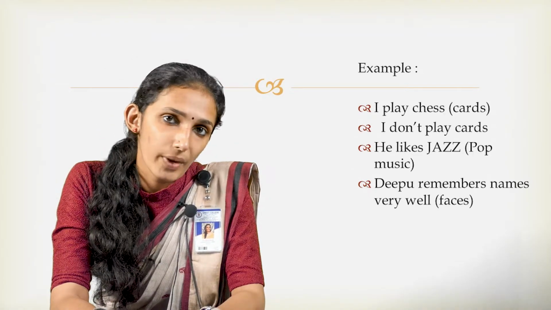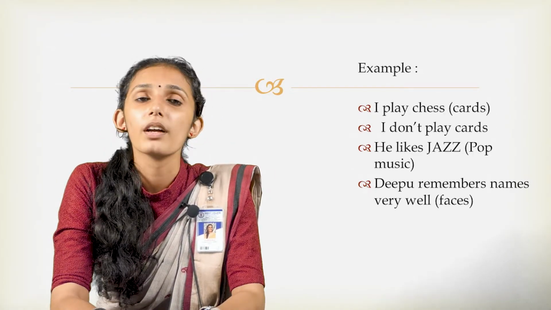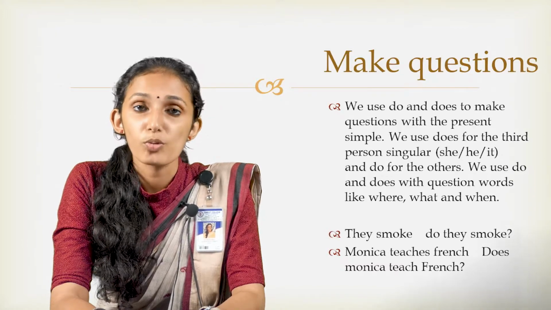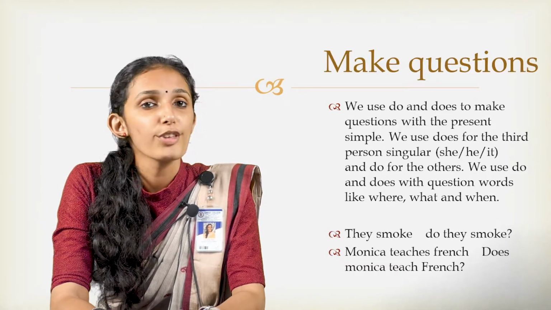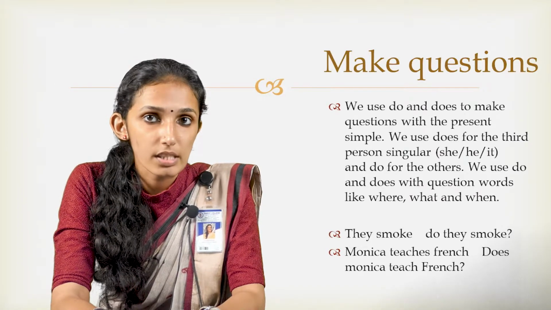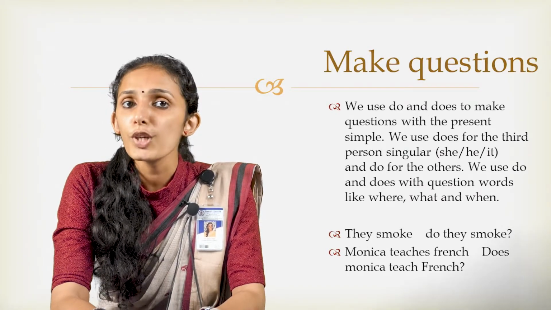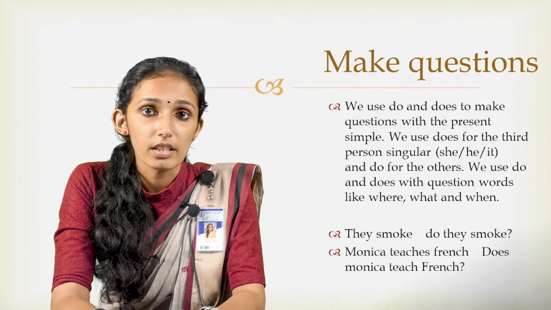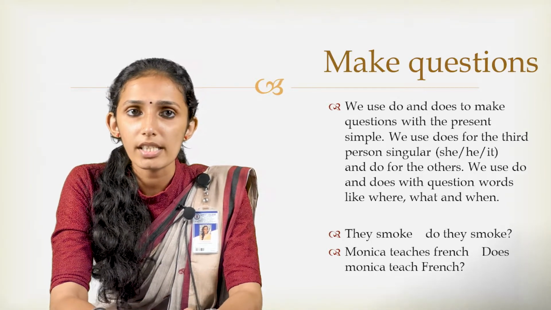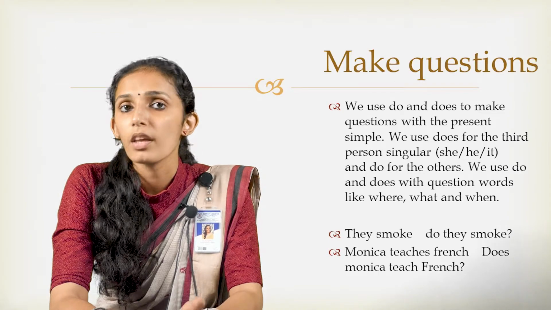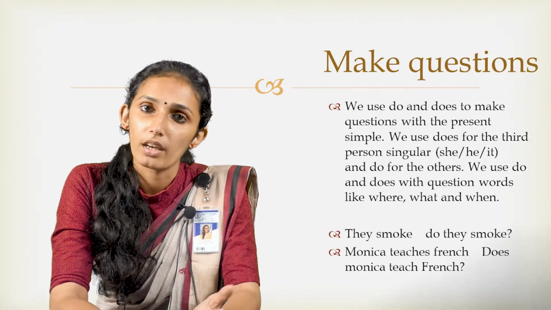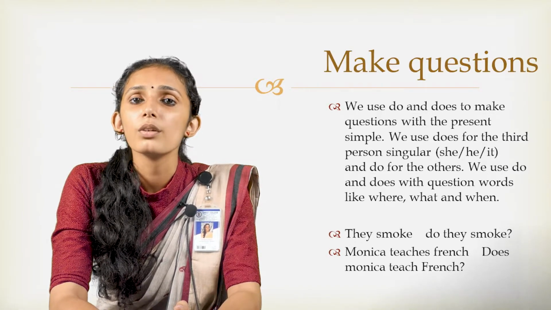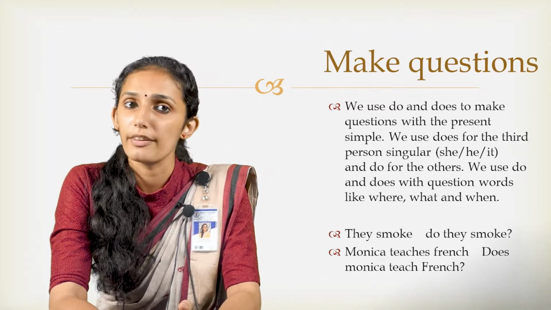So how to make questions or frame questions? We use do and does to make questions with the present simple. I repeat, we use do and does to make questions with the present simple. We use does for the third person singular, that is he, she, and it, and do for the others. We use do and does with question words like where, what, and when. So here's an example. Where do Angela and Rita live?